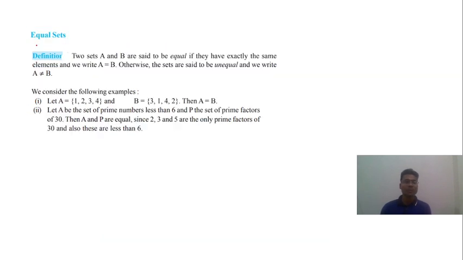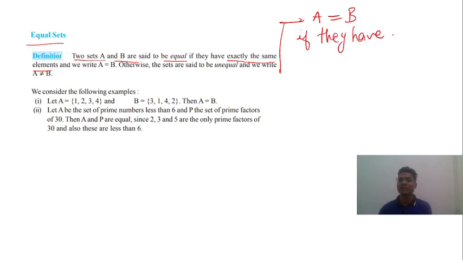Coming to equal sets, what is an equal set? Two sets A and B are said to be equal if they have exactly the same number of elements and also the same elements. So A and B are equal if they have the same elements.